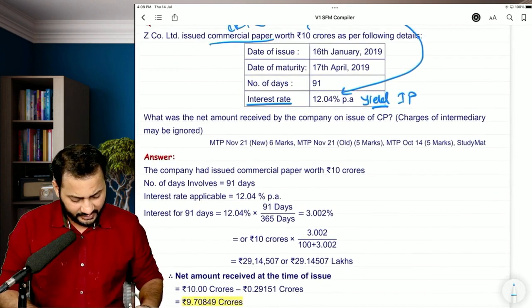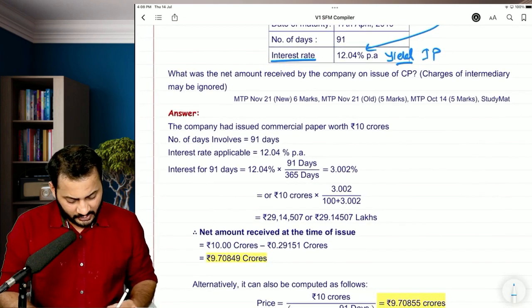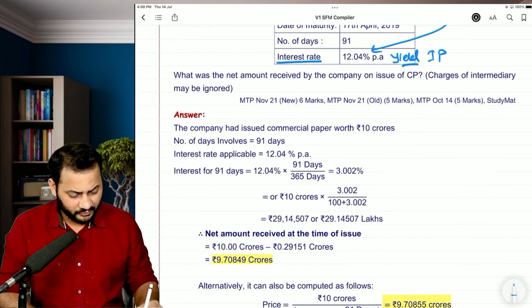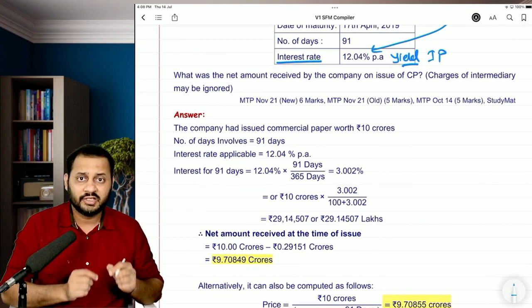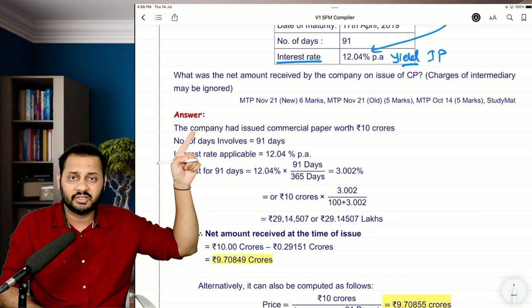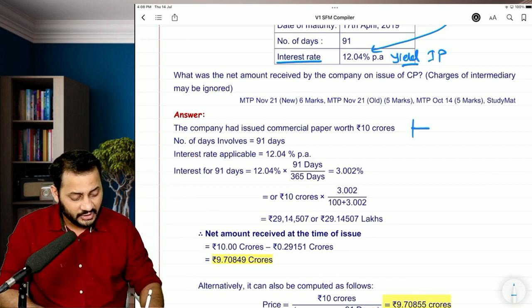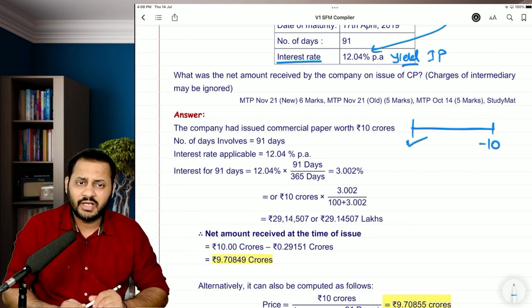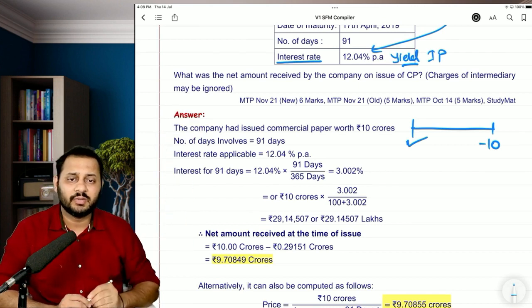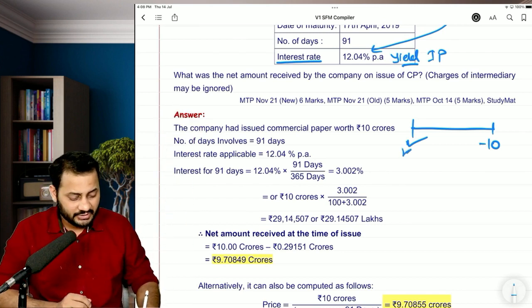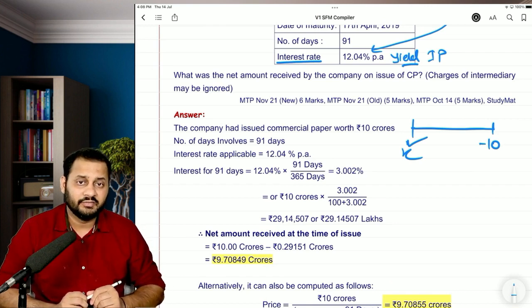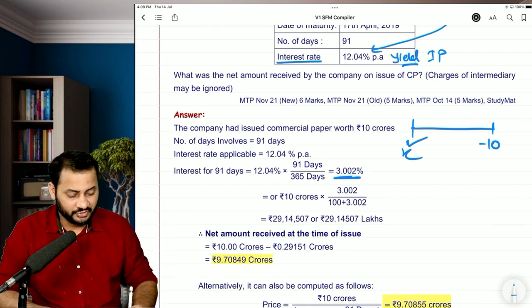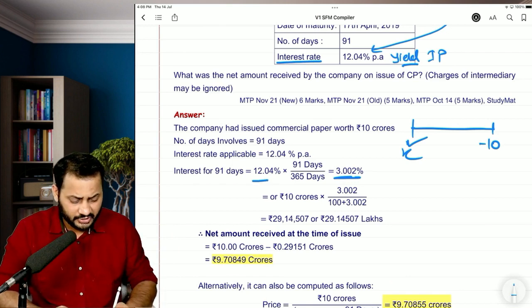And the calculation is very simple. See what they have done. The company had issued commercial paper worth 10 crore. Those who didn't read theory will assume that the company has received 10 crore rupees in the beginning. That's totally useless. 10 crore rupees will be given back at this date, although they issued it at this point. That's what we have to calculate. What was the net amount received by the company on issue of commercial paper? It should be something which will make the investor's return equal to 3.002%. And what is 3.002%? You just converted this 12.04% from 365 days to 91 days. So the 91 days return should be this much.